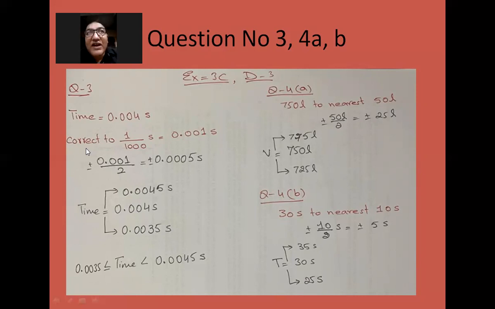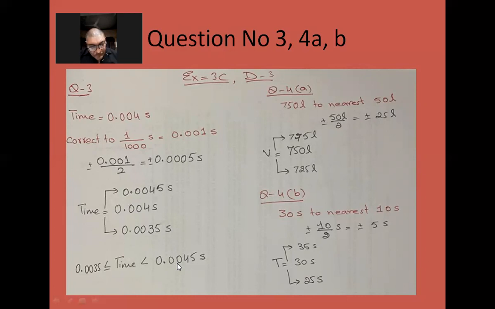So now we have the upper bound and the lower bound. So I can write it in the form of the inequality that the time is equal to or greater than 0.0035 seconds and less than 0.0045 seconds. So this is how you will do question number 3. Hopefully you have understood this.